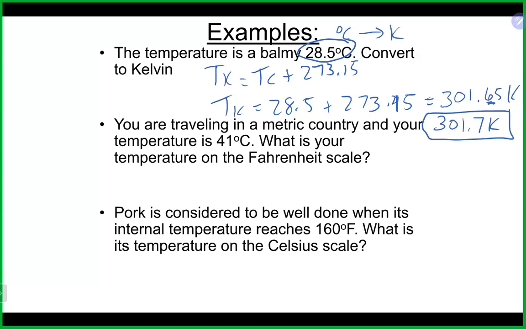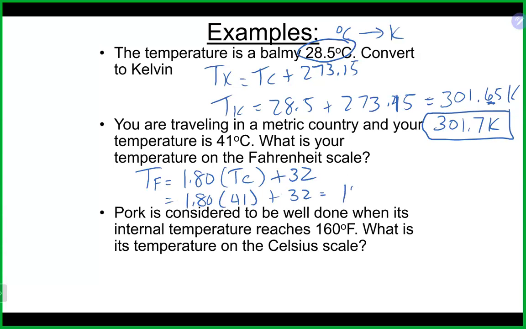On the next one, we're looking for Fahrenheit. So our temperature in Fahrenheit is 1.8 times the temperature in Celsius plus 32, which means we have 1.8 times 41 plus 32. On your calculator, you're going to end up with 105.8. Here we do use degrees Fahrenheit.